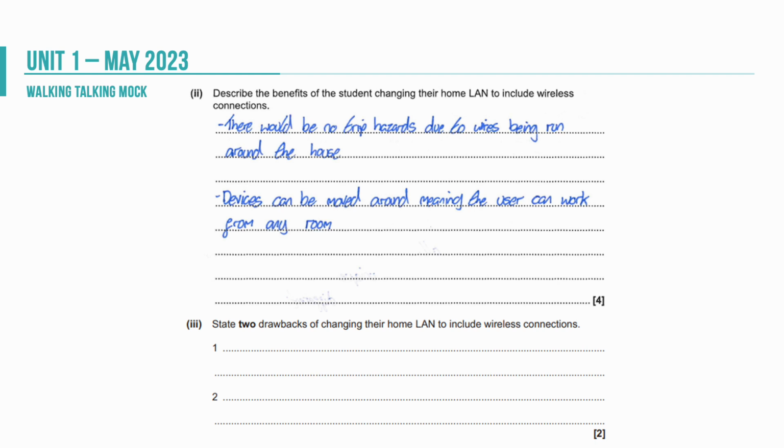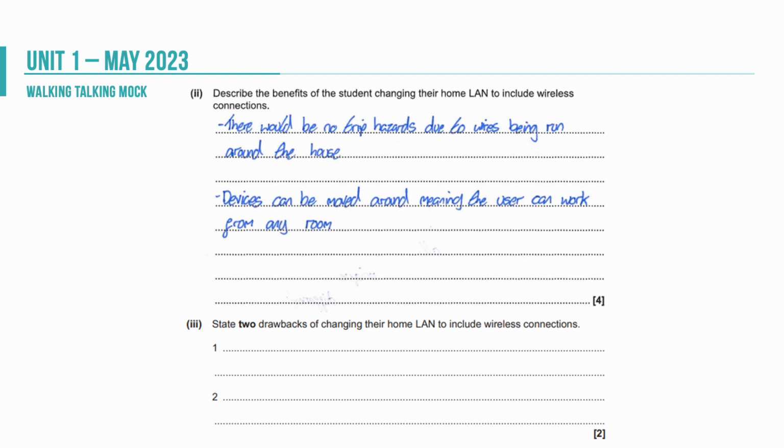Yeah, I'm getting my tick there for what? Why is that the case? Well, due to there being no wires run around the house. So we might have historically run an Ethernet cable up the stairs, and that might be then a trip hazard. For my second one, devices can be moved around. Tick, I'm getting my mark for what. Why is that a benefit? Well, that means a user can work from any room.